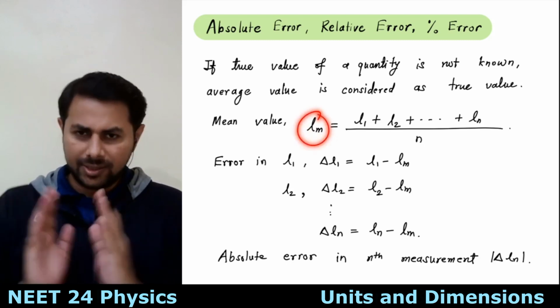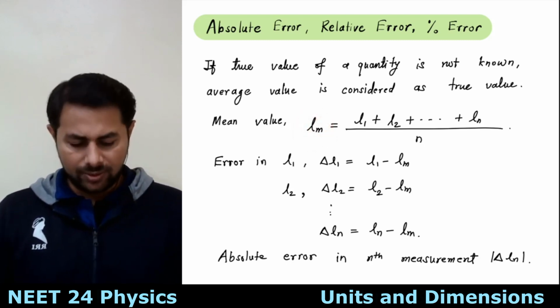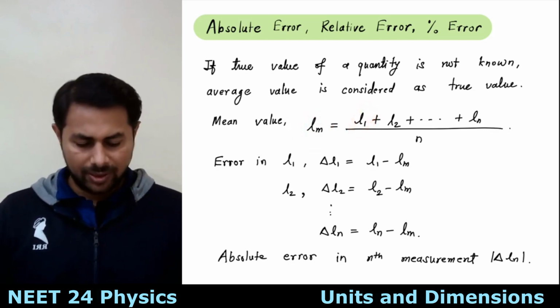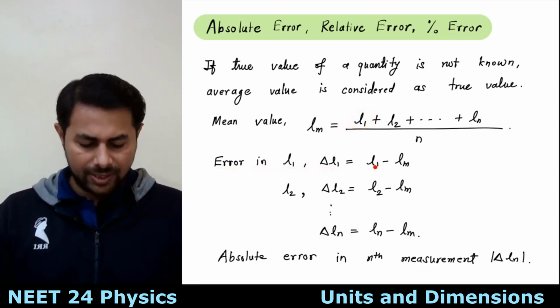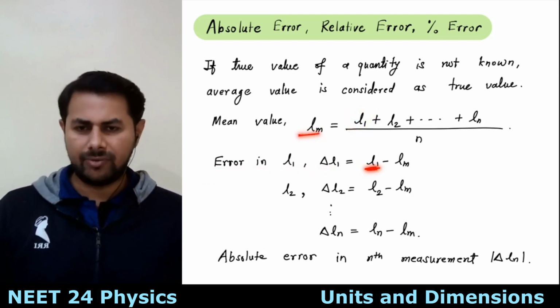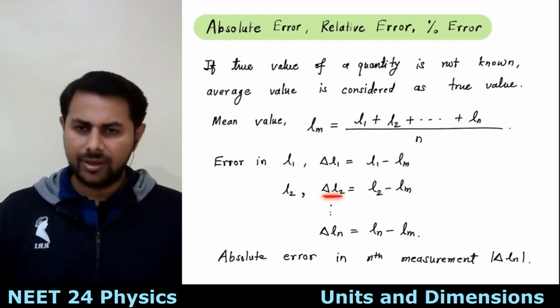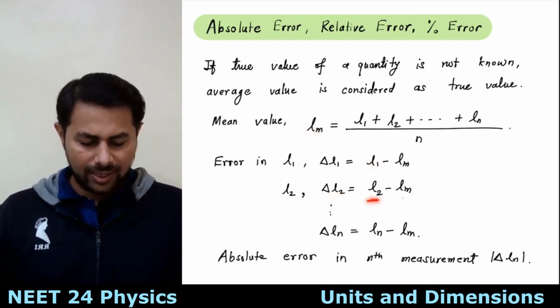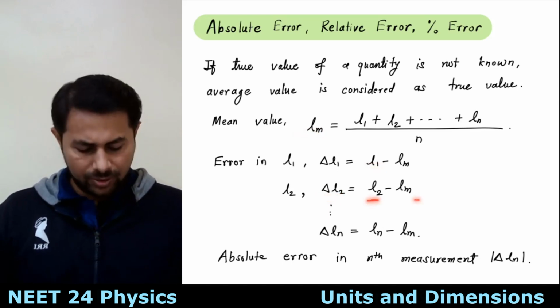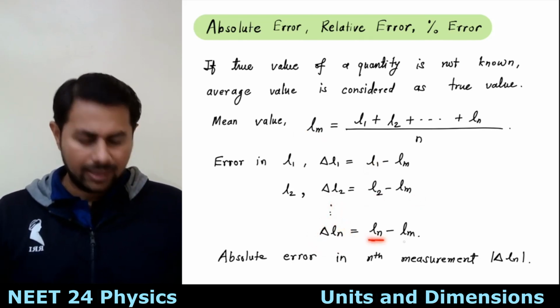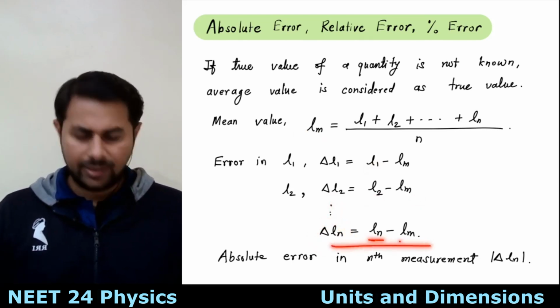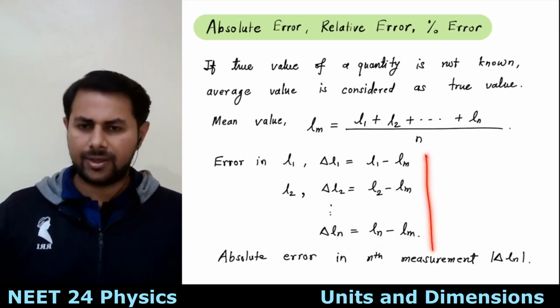Now we will consider this mean value as the true value of this quantity. So what will be the error in the first measurement? Error in the first measurement, suppose delta L1, is L1 minus this mean value. Error in the second one, delta L2, is L2 minus Lm. So on and so forth. Error in the nth measurement will be equal to Ln minus Lm, right? So this is how we find the errors.